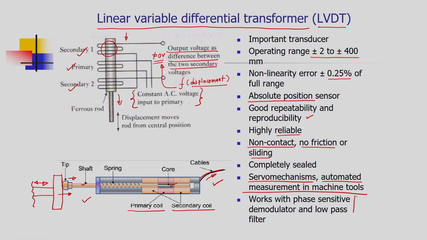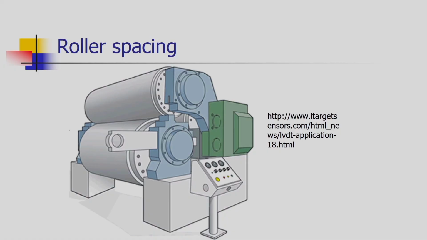We need to have a phase sensitive demodulator and low pass filters to know in which direction the rod is moving. Now, here the question comes, how can we say the ferrous rod is moving in the upward direction or the downward direction? For that purpose we need to use the phase sensitive demodulator, and to have a quality signal we are using low pass filters in addition to the LVDT sensors. What are various applications of the LVDT sensor? On your screen you can see a mill.